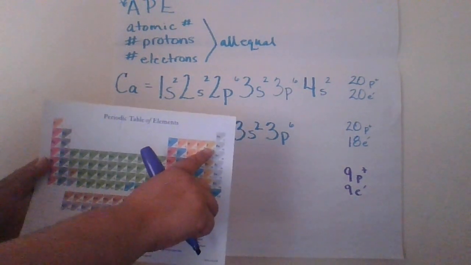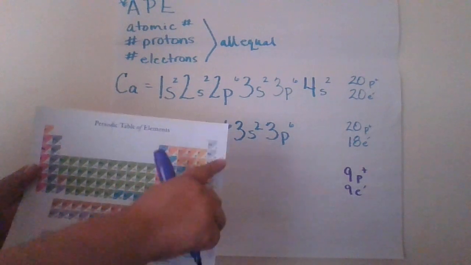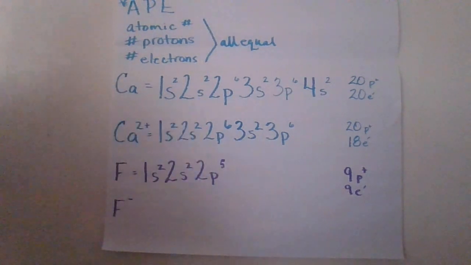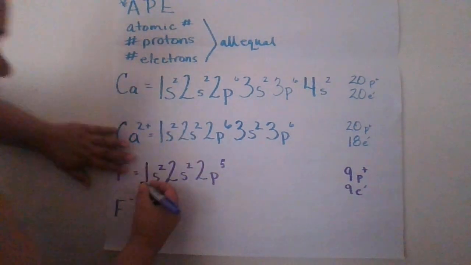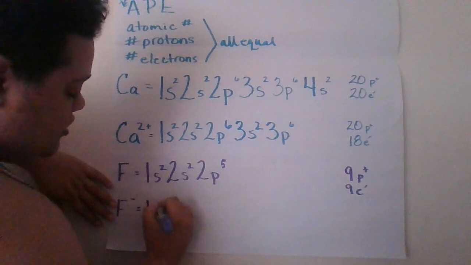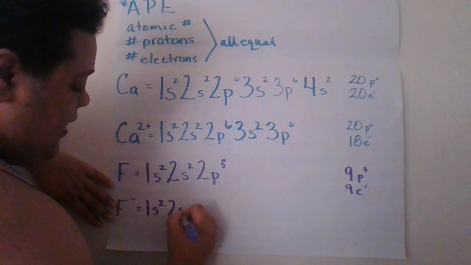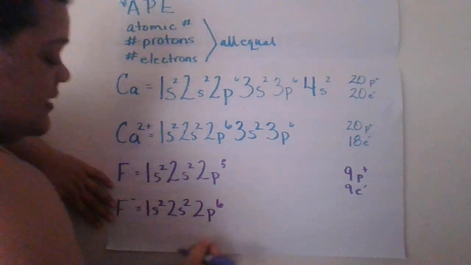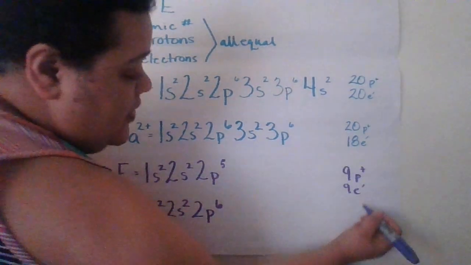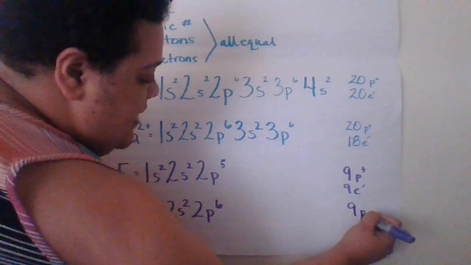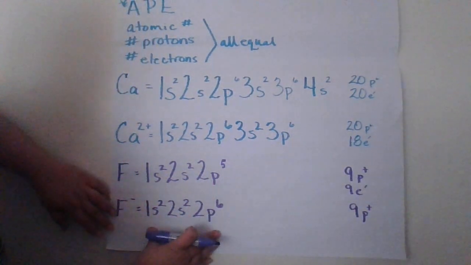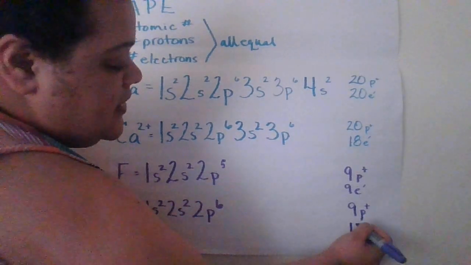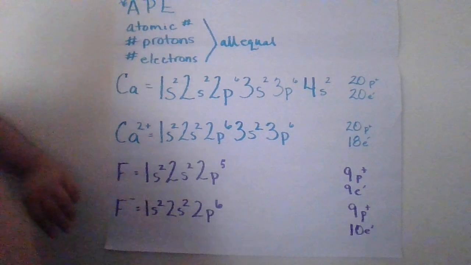So that means we're here at fluorine, and if it has 1 more electron, it's going to have the same electron configuration as neon. So here we would have 1s2, 2s2, and 2p6. And if we were to double check that, we know there were no changes in our protons. So we have 9 protons. But how many electrons? We have 2 and 2 is 4. 4 and 6 makes 10 electrons.